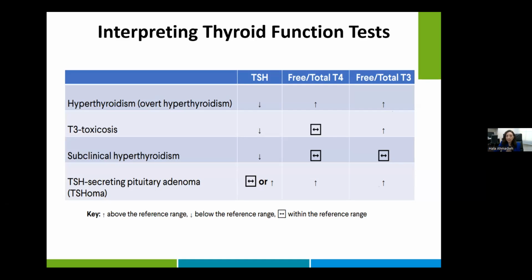And if we have a secondary cause for the hyperthyroidism, which is very, very rare, such as the TSH secreting pituitary adenoma, we will find the TSH to be either normal or high, along with a high T4 and a high T3. So if the TSH is normal with a high T4 and a high T3, we consider this to be inappropriately normal, and we should investigate for a secondary cause for hyperthyroidism.